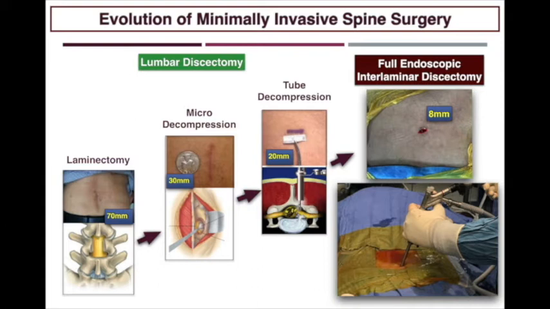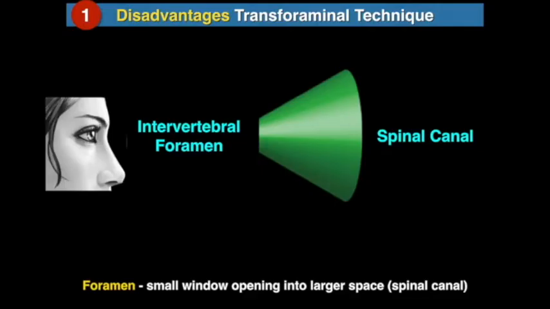If you look at the evolution of minimally invasive spine surgery, the ultimate aim of any spine surgeon is to do a percutaneous procedure with minimal bone resection and soft tissue damage. Full endoscopic operations of the lumbar spine are one such procedure. There are two techniques available, transforaminal and interlaminar.